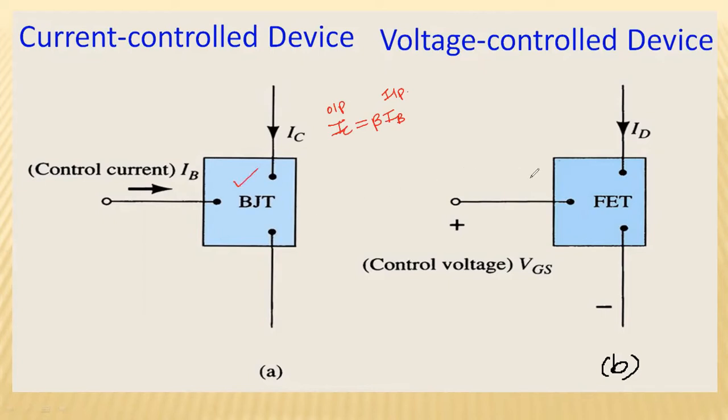Whereas in the case of FET, the output current ID is controlled by the input voltage, that is VGS. As VGS is controlling the output current, we call this a voltage controlled device. The input voltage is controlling the output current. So this is one big difference between BJT and FET.